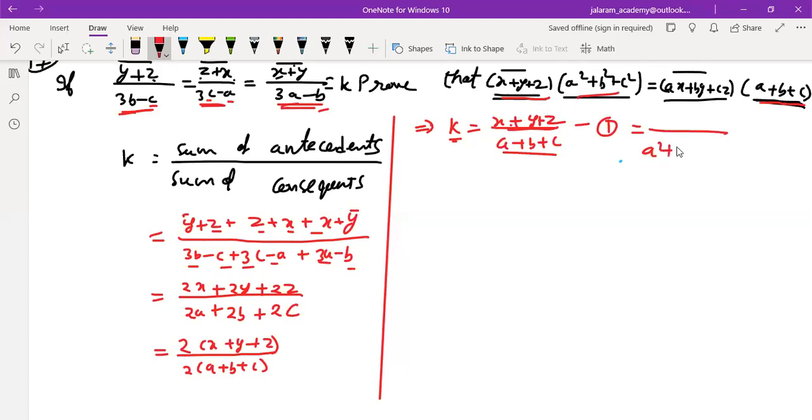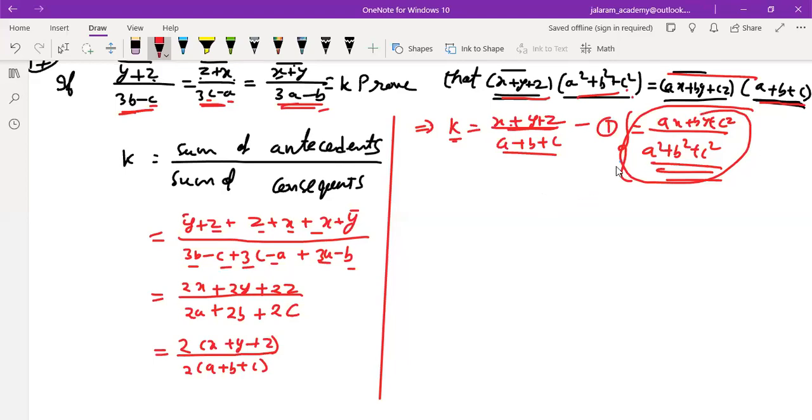So if we prove in the denominator, it is a square plus b square plus c square. This is only the thinking, this is only the approach to which we have to reach. A square plus b square plus c square, and numerator is ax plus by plus cz. If we prove that k is this, we have not to write.